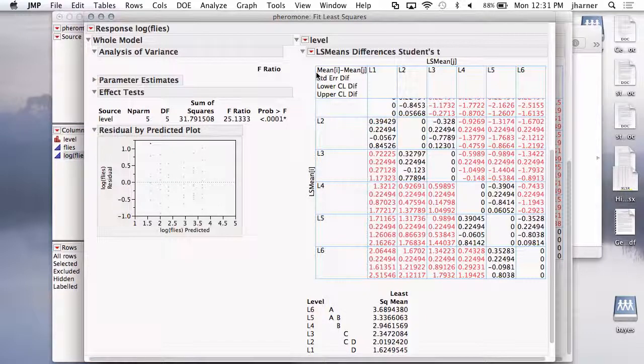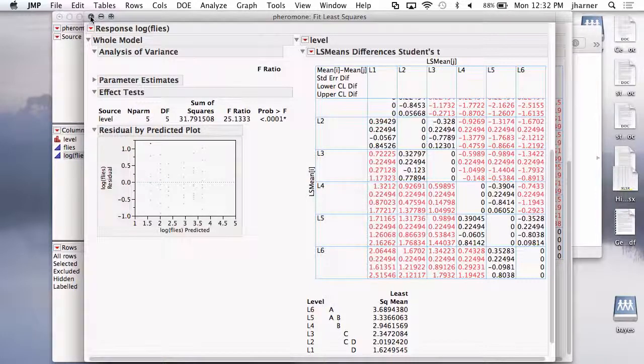The A effect is a bit different in that before there was a single A, so level 6 was kind of unique to itself, whereas now levels 5 and 6 are not significantly different, and so forth. So this is how you do it in JMP. Any questions?